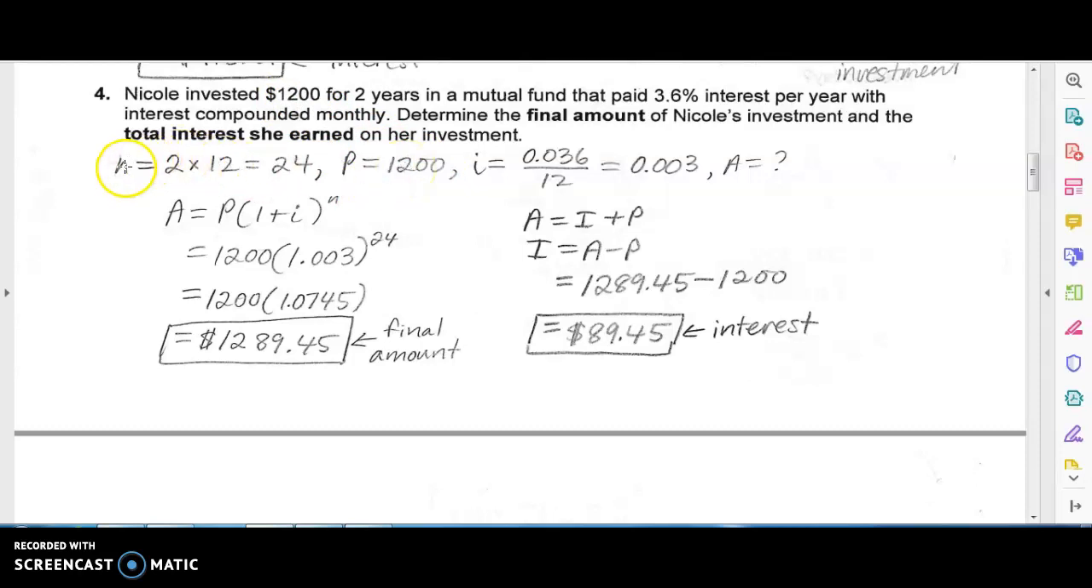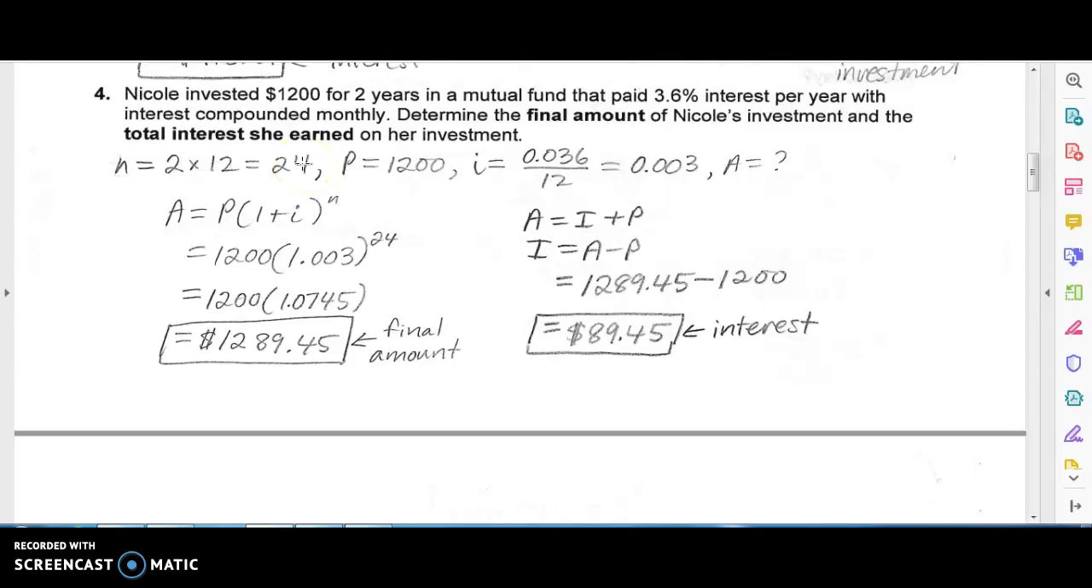The N value then is the number of compounding periods. So it tells us compounded monthly. So we know monthly means 12 times per year. And that's where that 12 comes from. And how long is the investment for? 2 years, the question tells us. So that's where that 2 comes from. So 2 years for the investment times 12 times per year the interest is compounded. That means N equals 24.